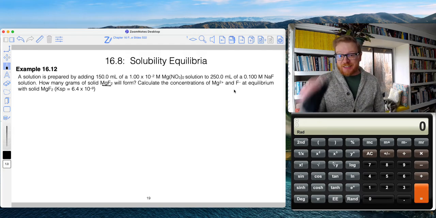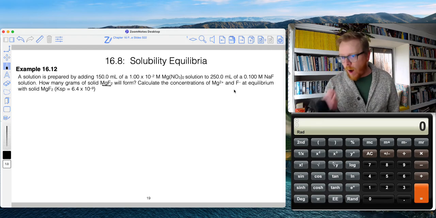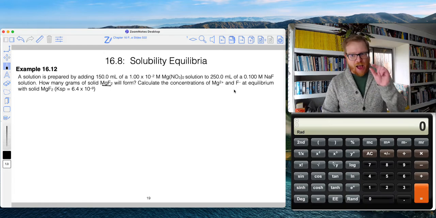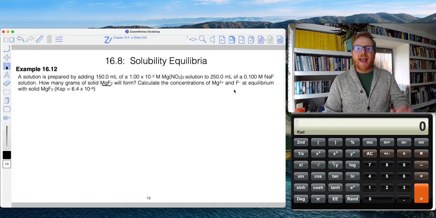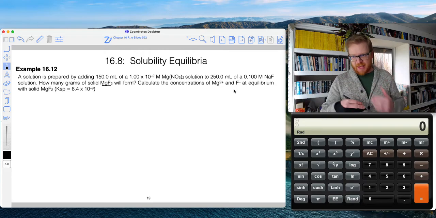So basically, this is like doing our qualitative analysis, but quantitative, right? We want to know exactly how much of that precipitate we form and exactly how many of those ions are in solution in equilibrium with that precipitate.